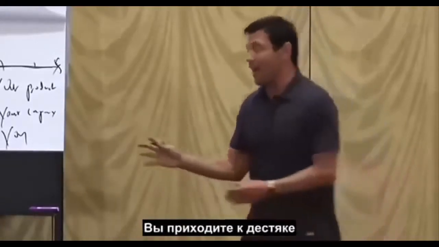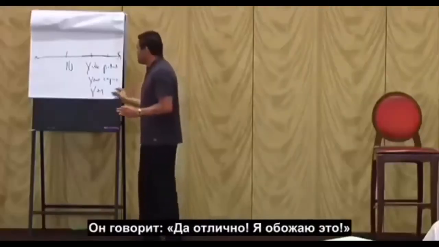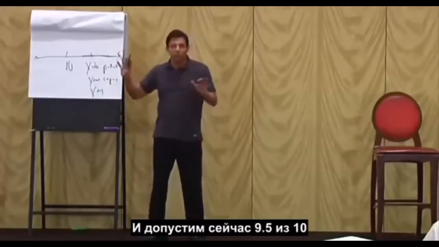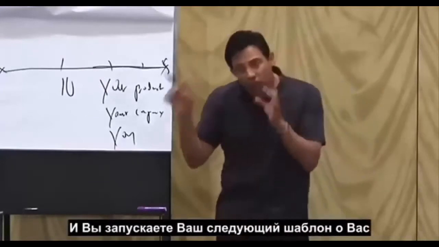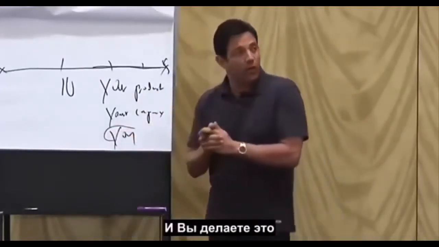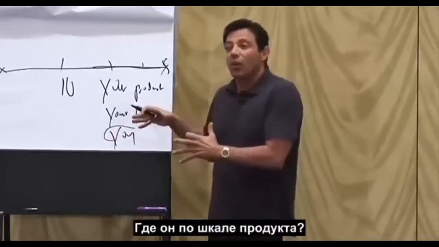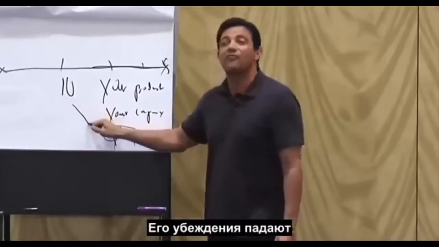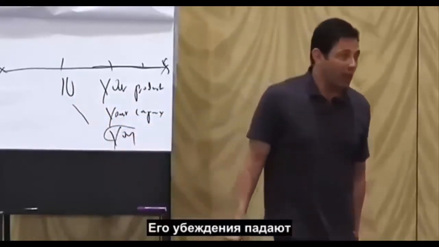So you get someone to a 10, you run a pattern. He says, oh my God, no, it's great. Yeah, I love it. And let's say he's at a 9.5 or close to a 10. So now you move on to your next pattern, which is going to be about you, selling yourself, right? And you start doing that. Where is he on the product? His belief is every second, his belief starts to wane.